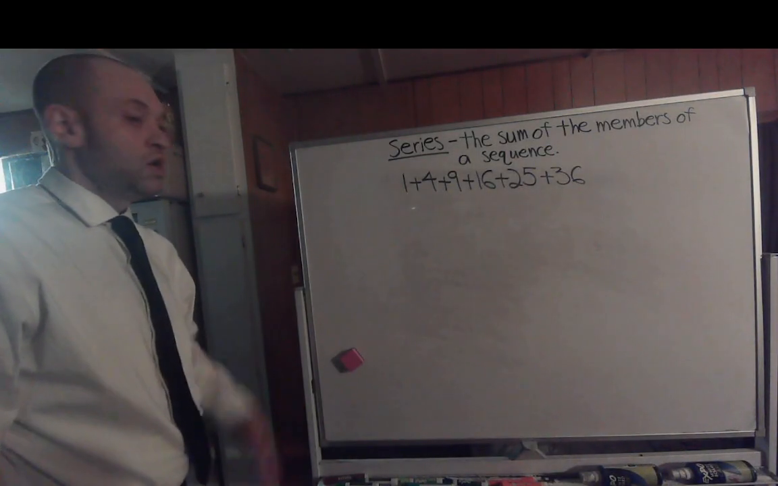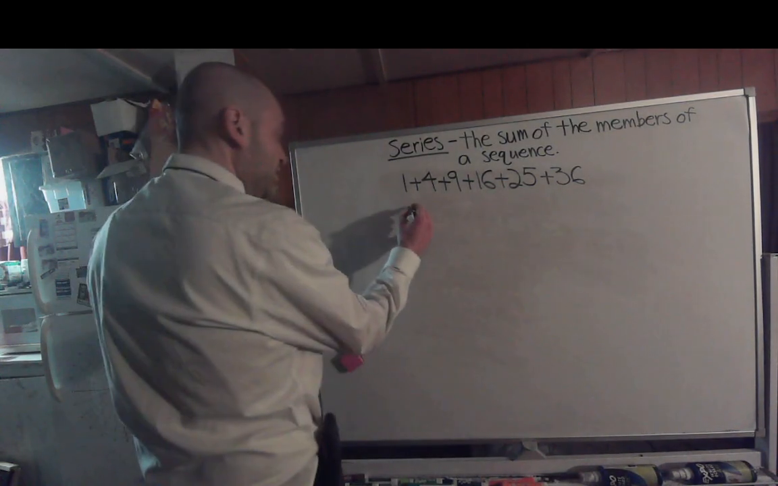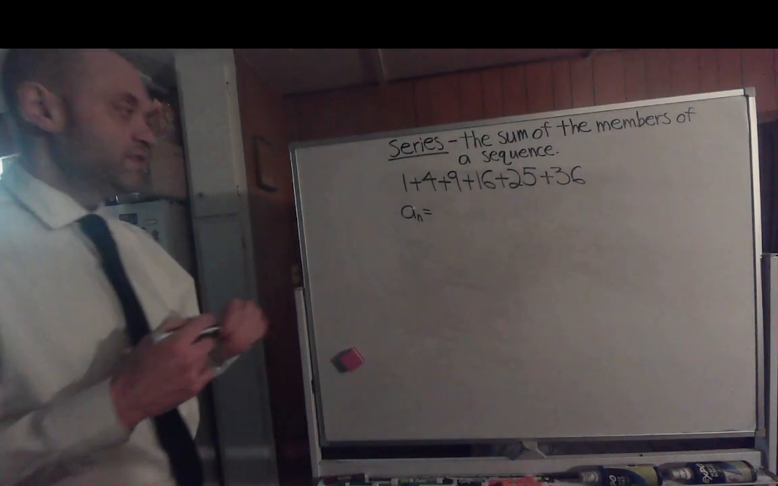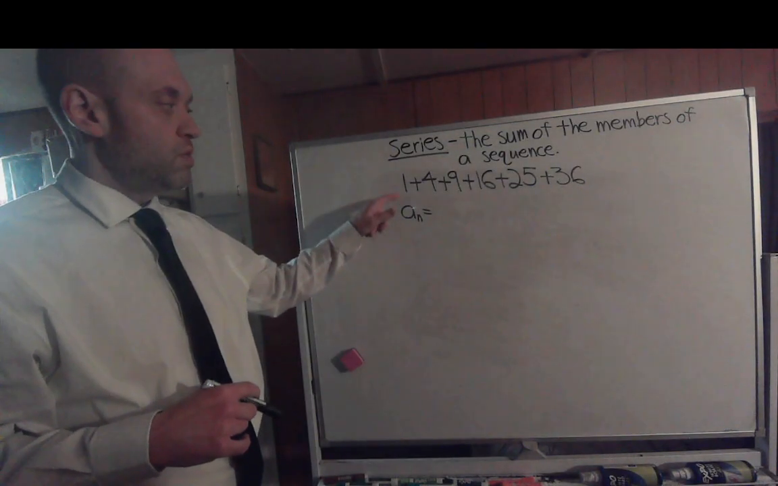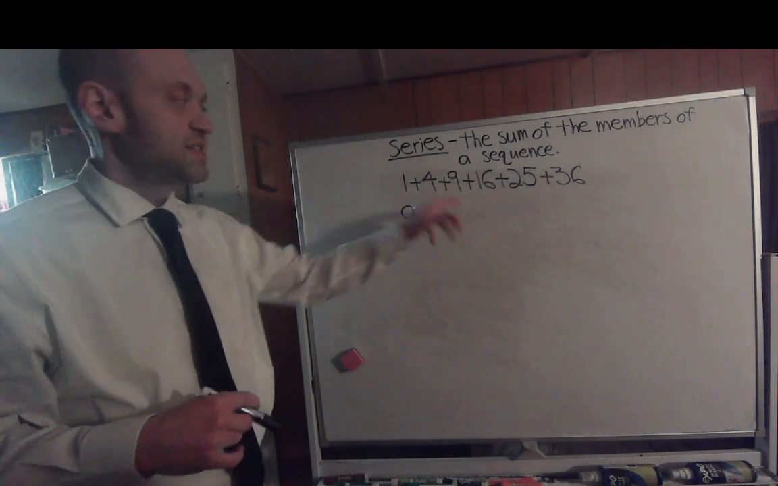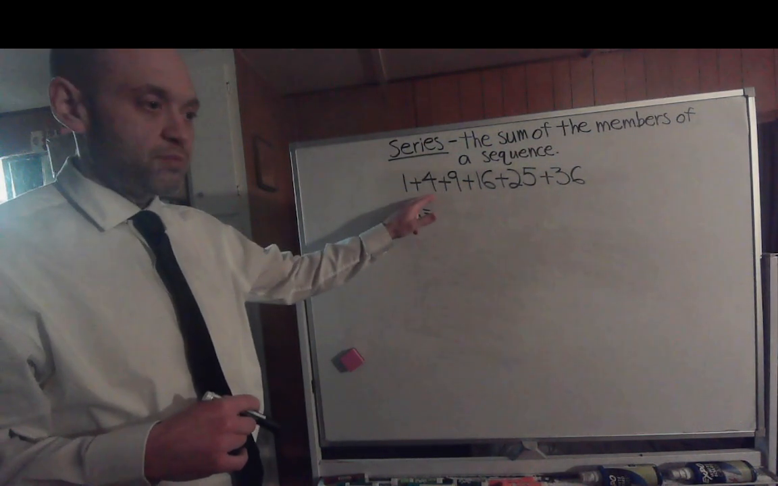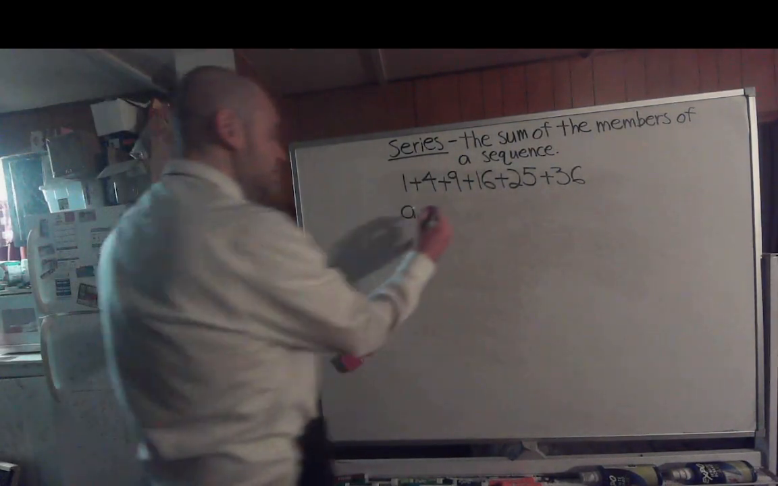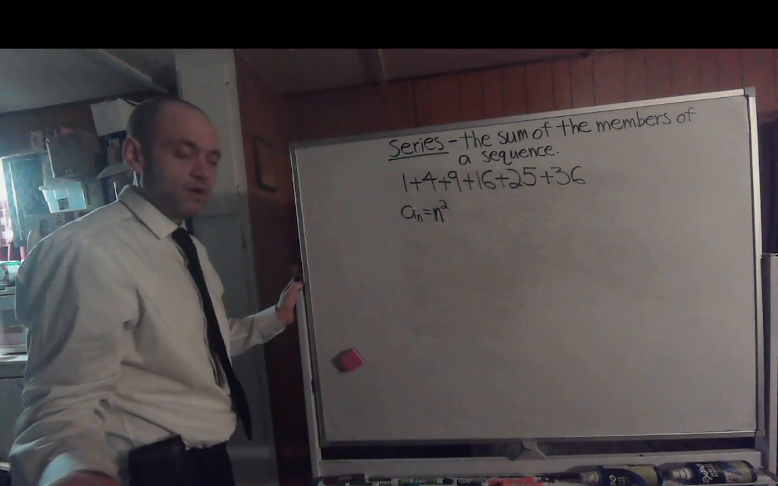Alright, well, first let's find a formula for the sequence. I think this one looks a little obvious. That's just taking each value of n. So if you took each of these to the second power, 1 to the second power is 1, 2 to the second power is 4, 3 to the second power is 9, so on. So you would get the formula a sub n equals n squared.